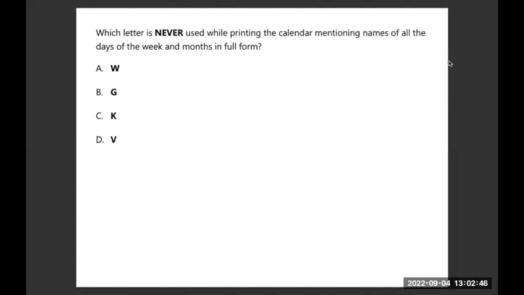Ananya Patel, that's correct. Malhar, wrong answer.